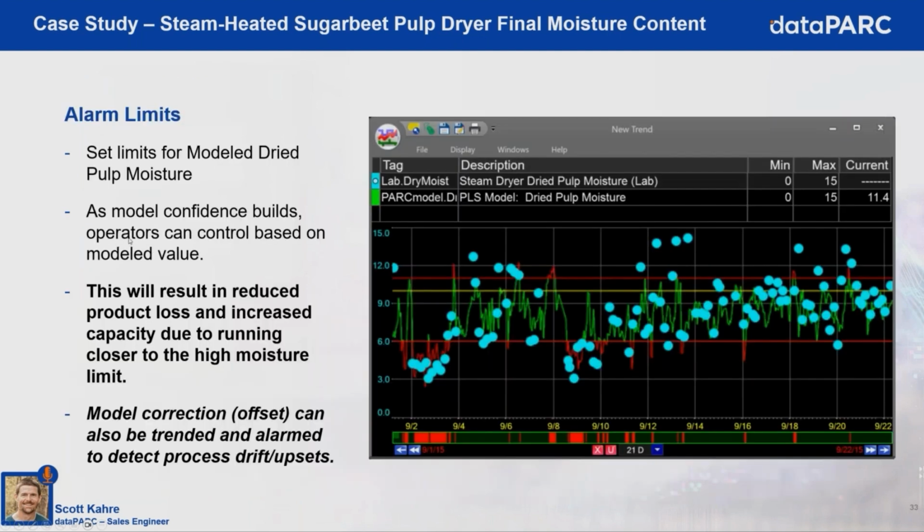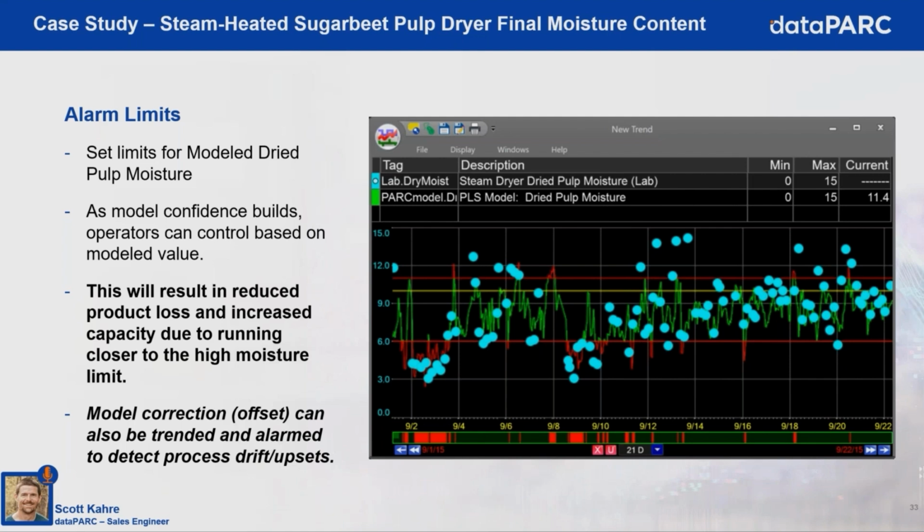Then what we do is use that modeled value and compare it to the lab results each time they come in, and build an offset correction factor so that we account for any model drift. We also monitor the quality of the model, so that if we see that offset running too far off one direction or the other, then we know we either have a measurement issue with one of the inputs to the model, we have a measurement issue with the moisture itself in the lab, or we have some sort of process change occurring in the dryer.